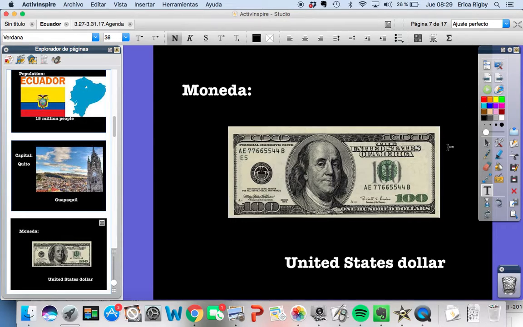Ecuador uses this currency because it is more stable than their previous currency.